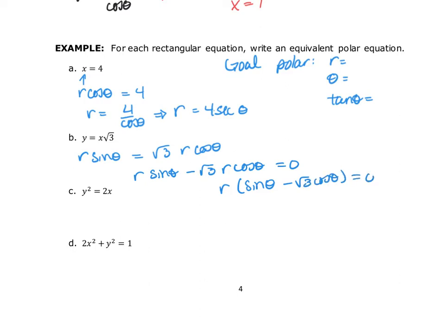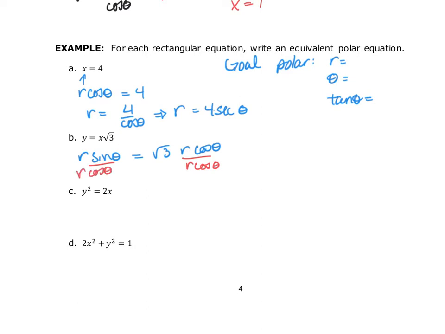But the problem is that if I try to divide both sides by sine theta minus the square root of 3 cosine theta, I'm going to get r is equal to 0. That is not what I want. So what I'm going to do instead is go back up here, because that wasn't helpful. I'm going to see if maybe I can do the division differently. I'm going to divide both sides by r cosine theta. Now the r's cancel, which is okay. What I'll end up with is tangent of theta is equal to the square root of 3.